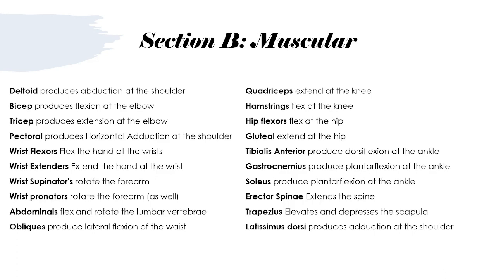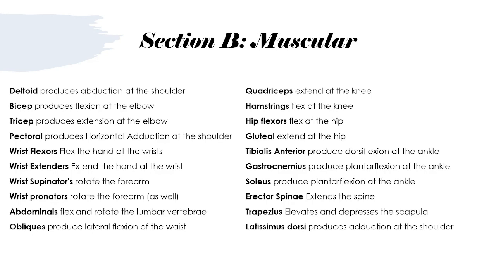So, what are the main movements produced by these muscles? Well, deltoids produce abduction at the shoulder. Biceps produce flexion at the elbow. Triceps produce extension at the elbow. Pectorals produce horizontal adduction at the shoulder. Wrist flexors flex the hand at the wrist. Wrist extensors extend the hand at the wrist. Wrist supinators rotate the forearm. Wrist pronators rotate the forearm as well, so they both have that role of rotating the forearm.